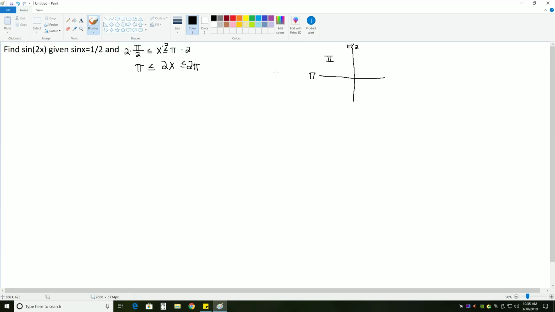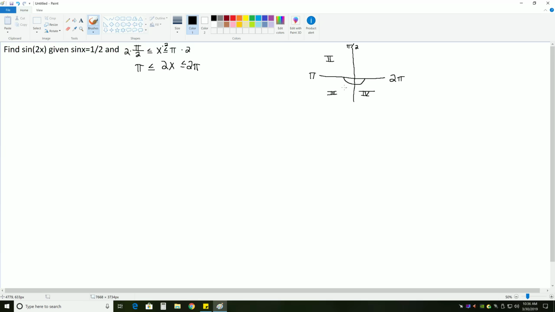So from here, if we were to look at what values this represents, we just said pi is this quadrantal angle, and we know that 2 pi means we've made one complete rotation, which is this quadrantal angle. So 2x is somewhere between these two quadrants, which are quadrant 3 and quadrant 4.